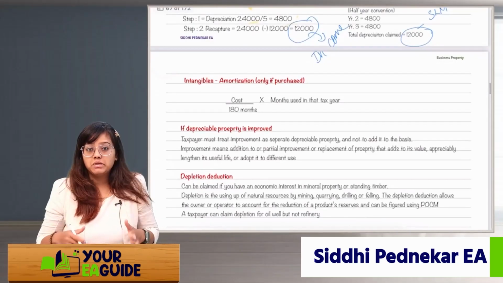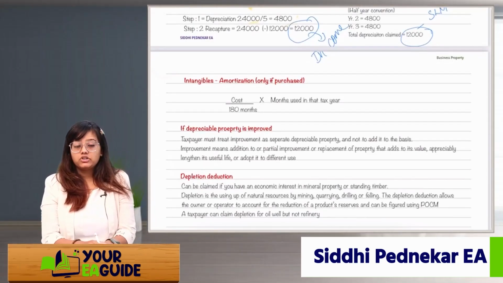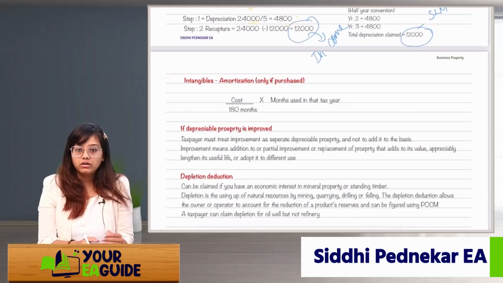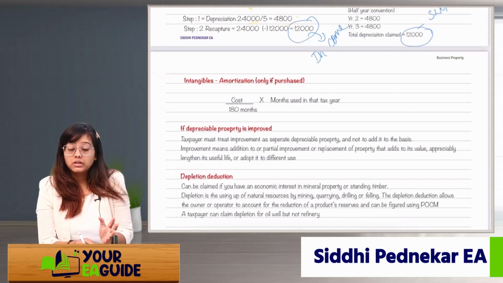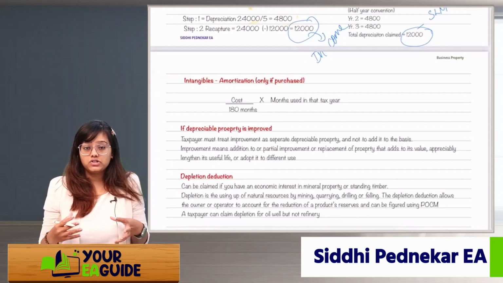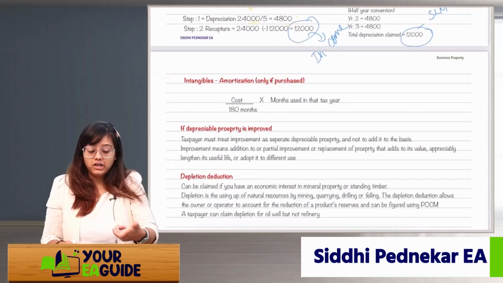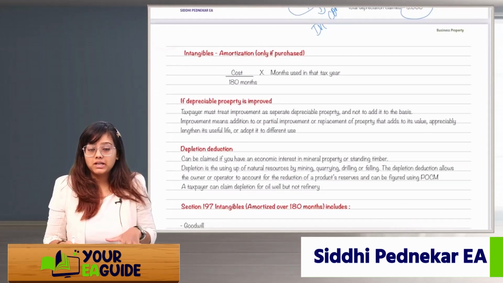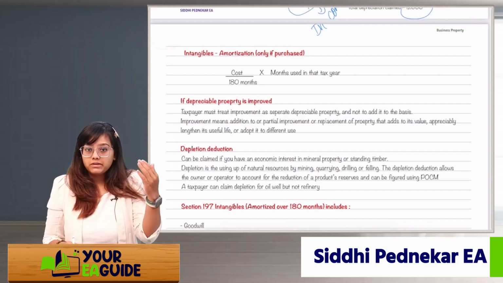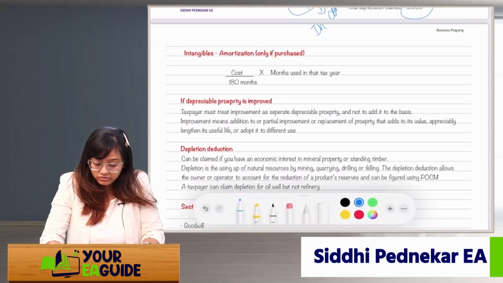Next is intangibles. Okay, so if you have an intangible property, it will be amortized only if it is purchased by you and not just transferred in case of acquisition or merger. But if the intangibles are purchased by you, whatever cost you have paid, you will take 180 months as the amortization period. Cost divided by 180, multiplied by the months you have used during the current year.